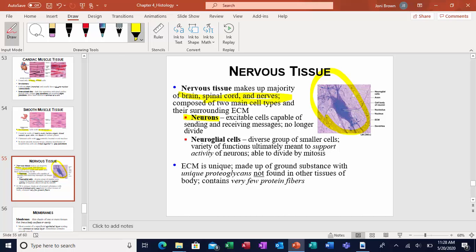And then scattered around all those neurons are the neuroglial cells, and those have a lot of different functions. They support and protect and help out the neurons. They keep it safe. The extracellular matrix is different. There are very unique proteoglycans in the ground substance that you don't find anywhere else in the body, and they don't have very many protein fibers. So that concludes the discussion of the 4 major types of tissue: epithelial, connective, muscle, and nervous.